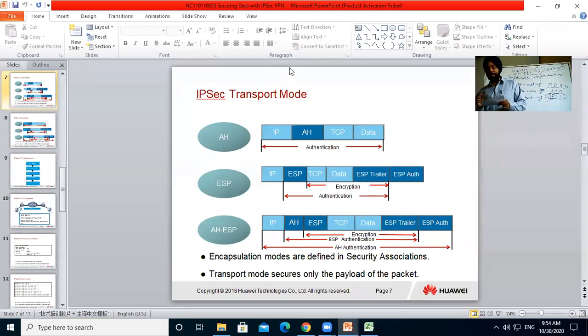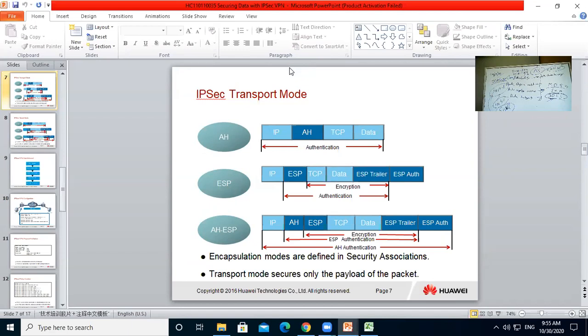In the ESP header, there are basically three different fields. One is the ESP header, second is the ESP trailer, and third is ESP authentication. The ESP trailer provides integrity to the data, and in the case of authentication, it provides authentication to the header. So that is the basic difference between AH and ESP.